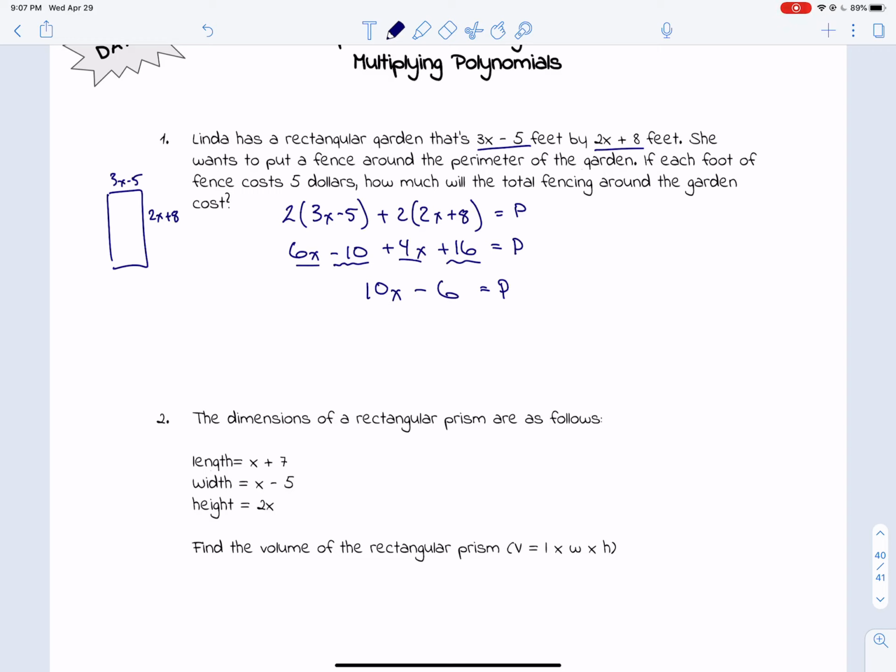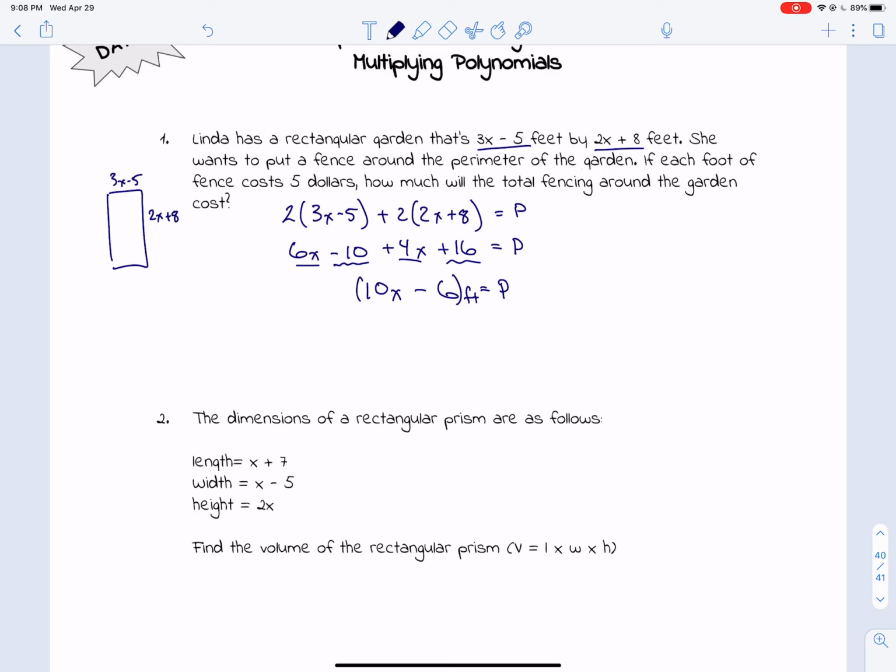If each foot of the fence, so this is all in feet, 10x minus 6 feet. Okay, so think about that. Each foot of the fence costs $5. How much will the total fence cost? So this is basically in feet. That's how many feet. So let's just make it easier, 10 feet. So the perimeter turned out to be 10 feet. Each foot costs 5. 10 times 5, that's $50, right?